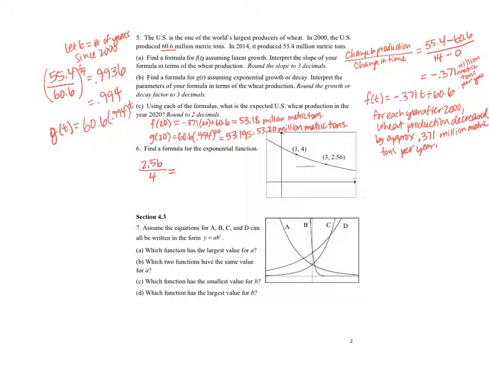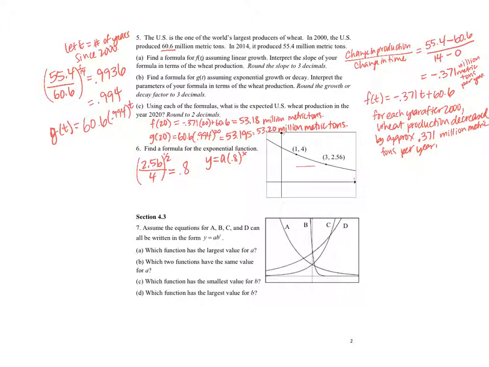So to get my 1-unit decay factor, I need to take the square root of that, or in other words, take that to the 1/2 power. And so I get 0.8. Okay, and so that's my value of b. And so I know that y is equal to a times 0.8 to the x.